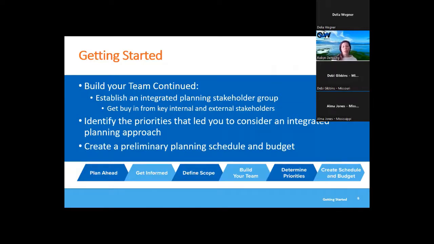Getting external buy-in is going to be extremely important. Identifying your priorities. Why are you even thinking about integrated planning? What's your why for the integrated planning, as well as a preliminary schedule and budget. So those are all the steps that you want to get through to get started in your integrated planning journey. And so you can download that fact sheet and use that as a guide. Next slide.